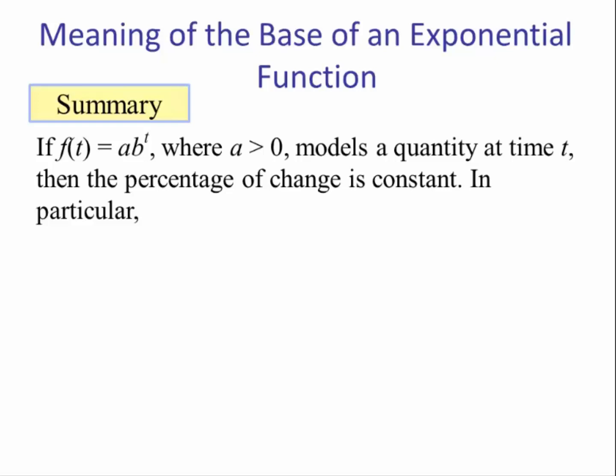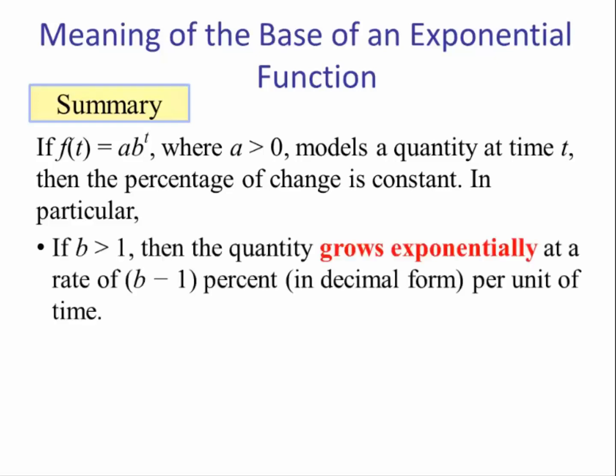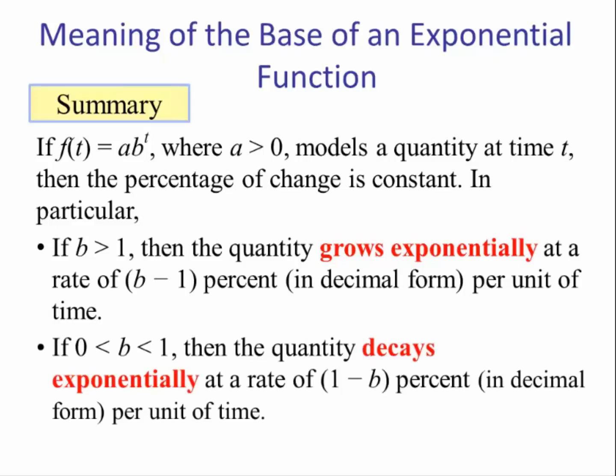Summary. If f of t equals a times b to the t power, where a is greater than 0, models a quantity at time t, then the percentage of change is constant. In particular, if b is greater than 1, then the quantity grows exponentially at a rate of b minus 1, in decimal form, per unit of time. If b is in between 0 and 1, then the quantity decays exponentially at a rate of 1 minus b, in decimal form, per unit of time. And we'll do some examples of this to illustrate these points.